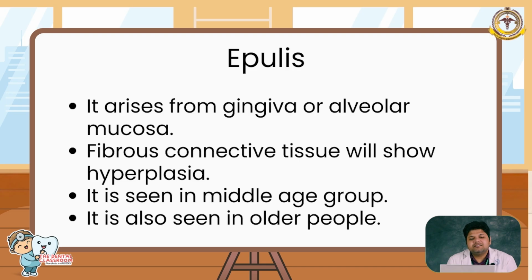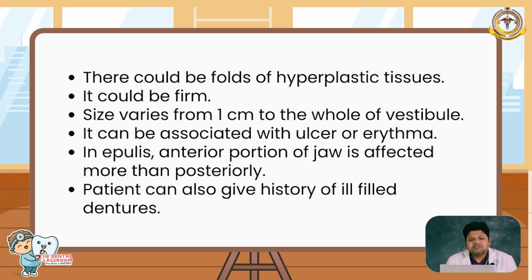Clinical features: basically it is seen mainly in middle or old age group, with female predilection of 2/3 to 3/4. Typically it appears as single or multiple folds of hyperplastic tissue on the facial aspect of the alveolar ridge and lingual to the mandibular ridge. The redundant tissue is firm and fibrous, and the size is 1 centimeter to the whole of the vestibule. It may appear ulcerated or erythematous, and the anterior portion of the jaw is affected more than the posterior portion. This is an important thing. Another thing is that it is associated with a history of ill-fitting dentures.